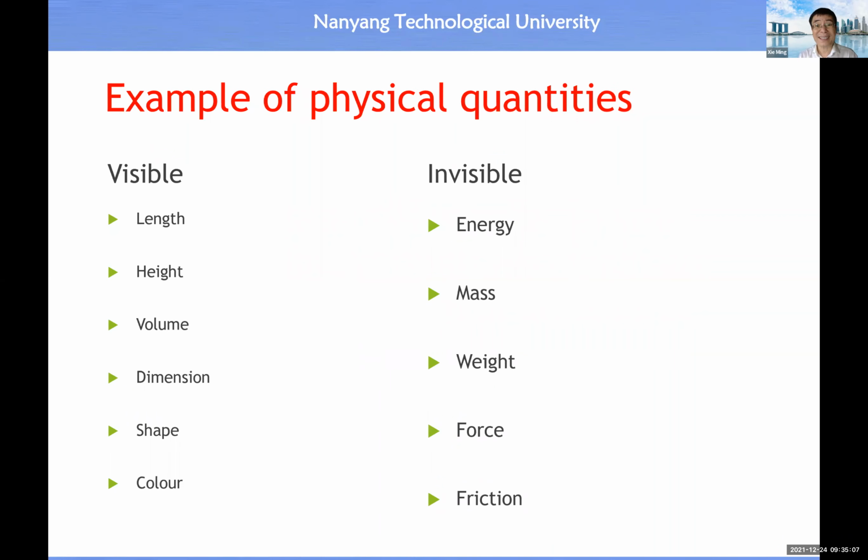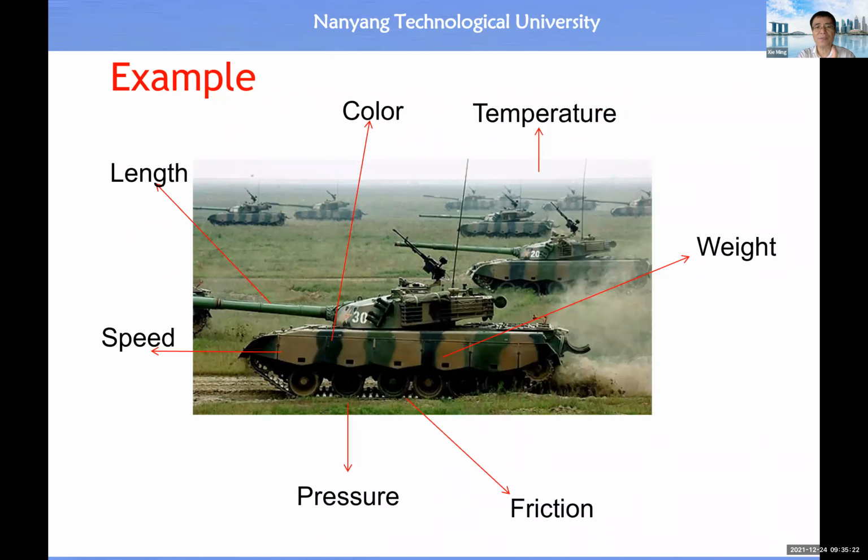Here you will see we have visible quantities such as length, height, volume, dimension, shape, color. We also have invisible quantities such as energy, mass, weight, force, friction, etc. If we show you this slide, you immediately understand that color, length, and speed are visible quantities, and temperature should not be visible to you. Weight is not visible to you. You must have a sensor in order to measure. Friction is not visible to you. Pressure is not a quantity visible to you, all right?